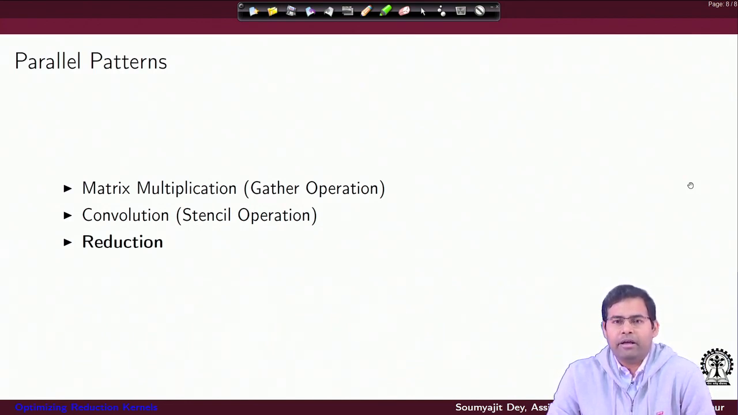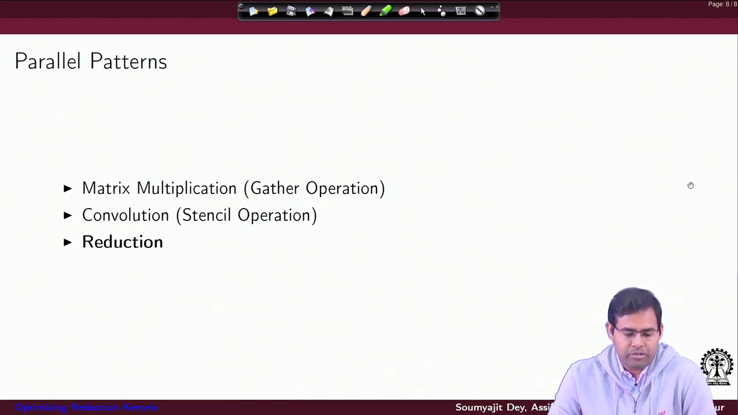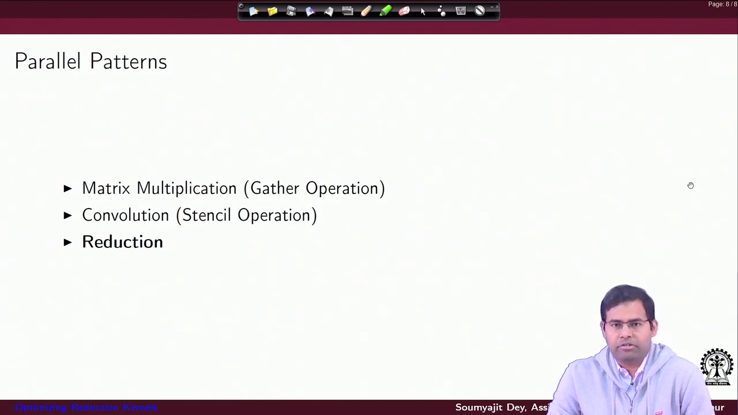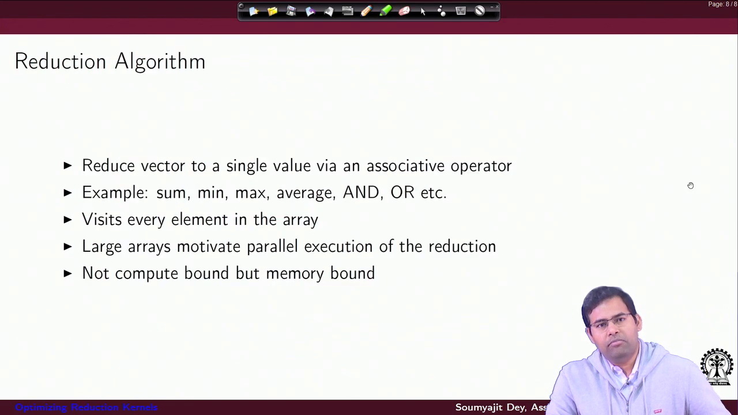If that has a lot of parallel jobs embedded in the pattern in terms of computation or communication of data, it's a parallel pattern, and we can see such parallel patterns occurring in a very large number of computation intensive things that we do. For example, matrix multiplication, convolution, and also the reduction operations. So, we will try and focus first on reduction operations.